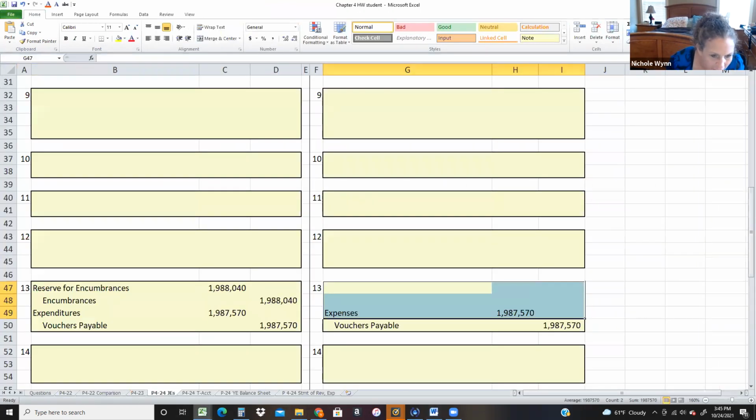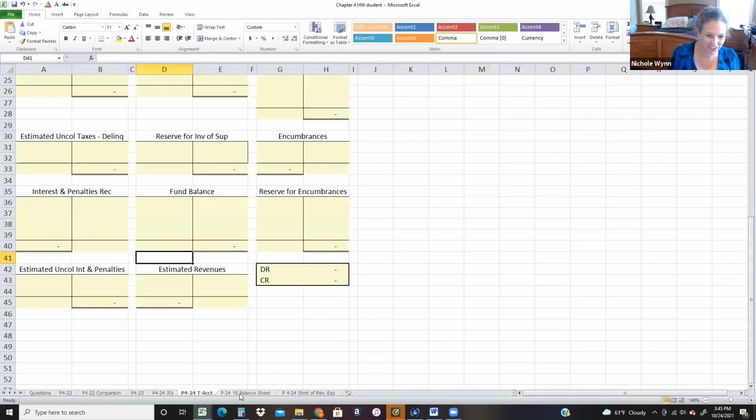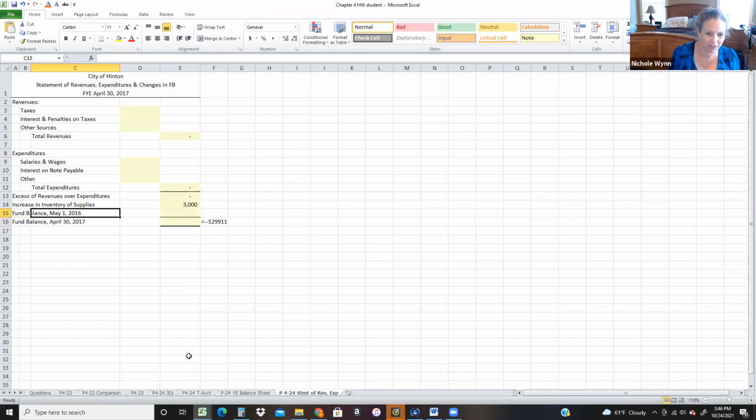In your homework on problem 424, you're going to do journal entries, and then you're going to do T accounts, and then you're going to do a year-end balance sheet, and then you're going to do a statement of revenues, expenditures, and changes in fund balance. You're going to need to know which revenue was taxes versus interest and penalties, and on your expenses, if they were salaries and wages, interest, or other. So when you do the dash, it just helps you to be able to do this little guy.